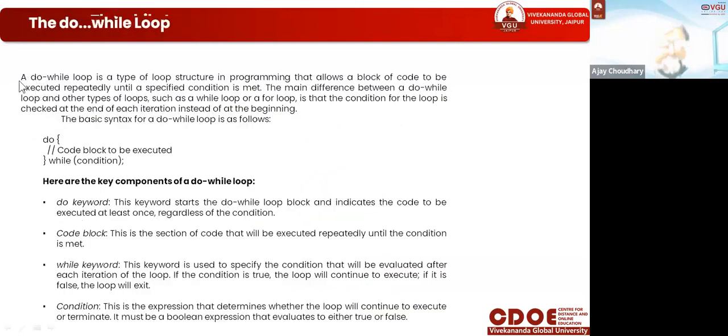There is another one. A do while loop is a type of loop structure in programming languages that allows a block of code to be executed repeatedly until a specified condition is met.